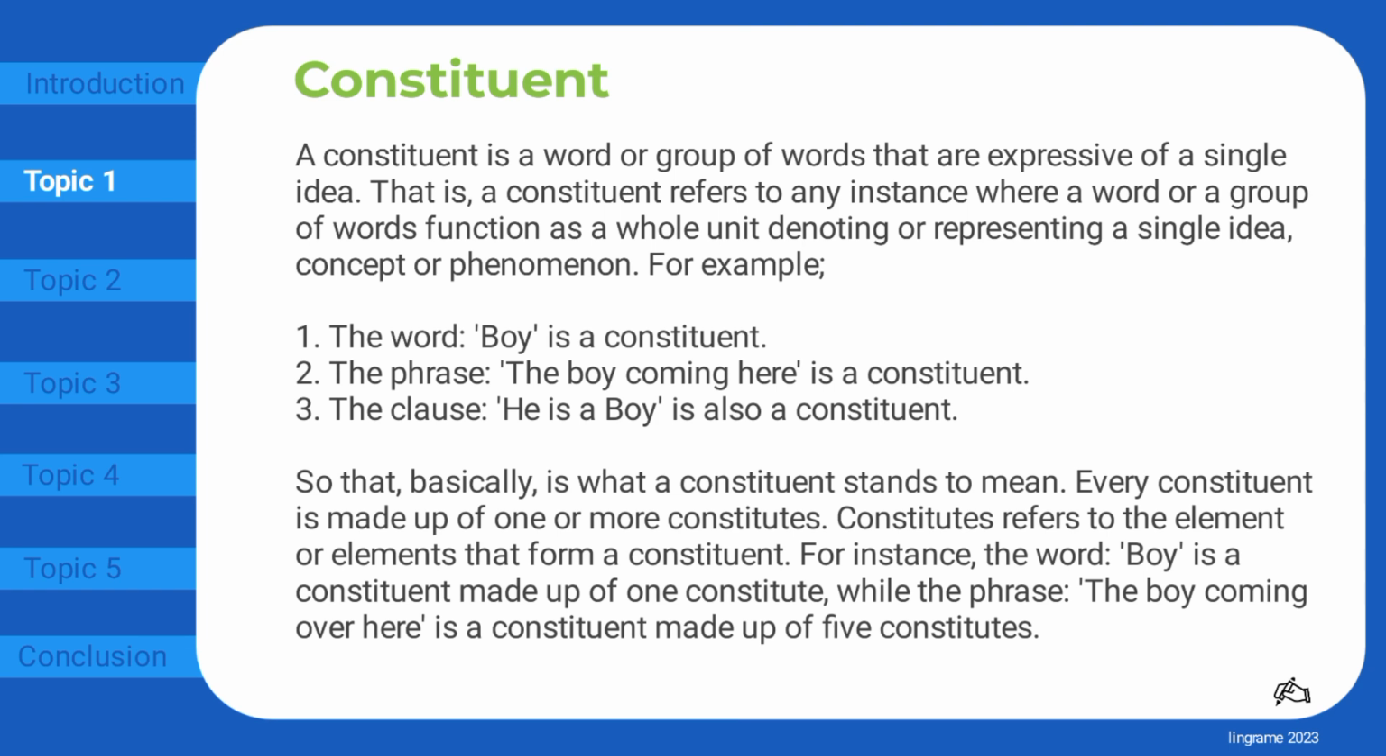Every constituent is made up of one or more constitutes. Constitutes refers to the element or elements that form a constituent. For instance, the word boy is a constituent made up of one constitute, while the phrase, the boy coming over here, is a constituent made up of 5 constitutes.